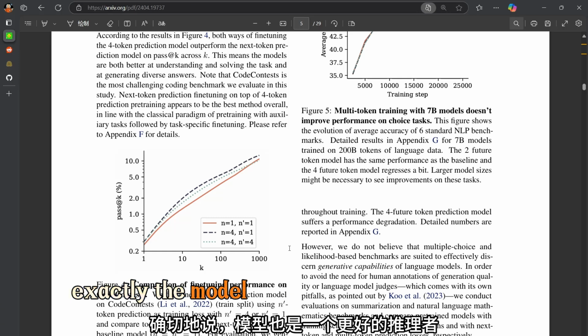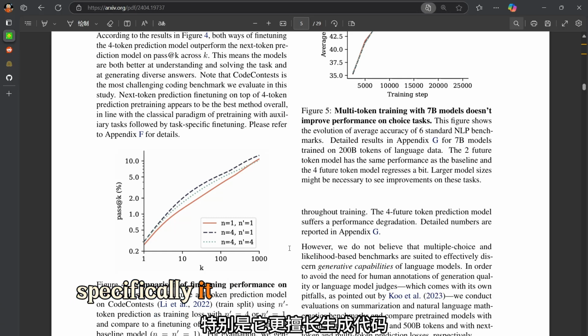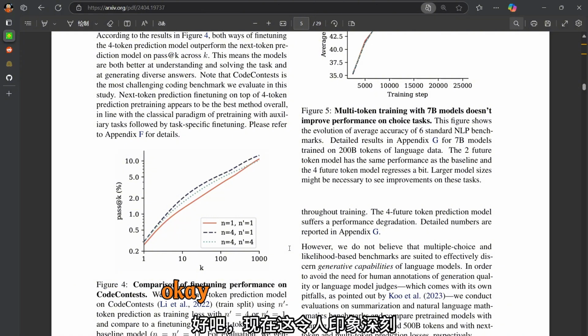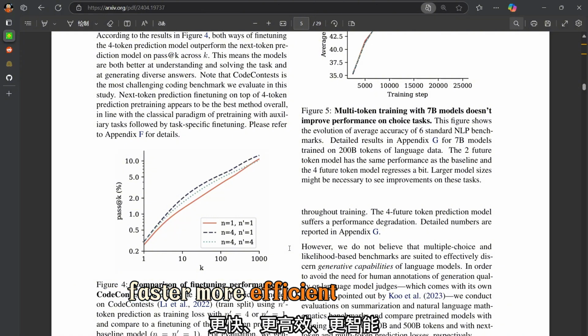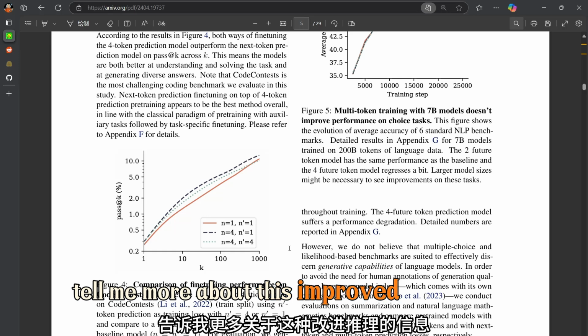Exactly. The model was also a better reasoner. Specifically, it was better at generating code. Okay, now that's impressive. Faster, more efficient, and smarter. Tell me more about this improved reasoning.